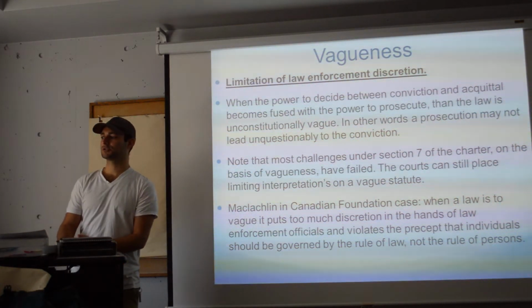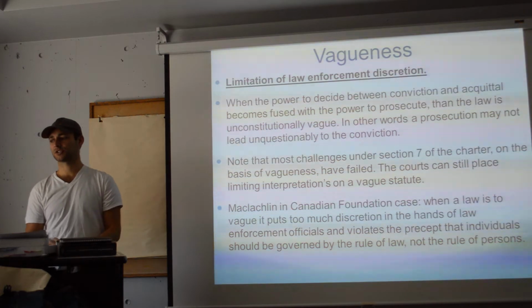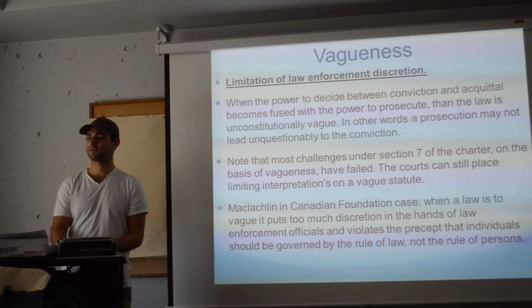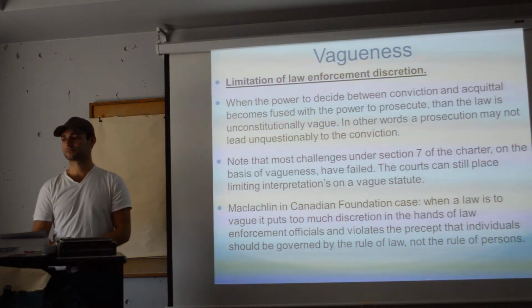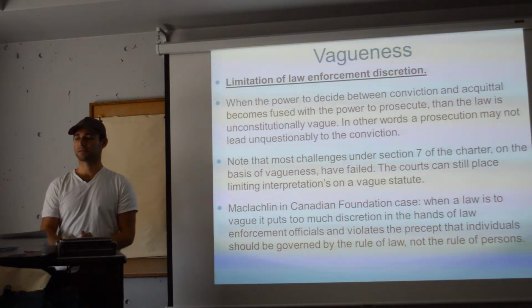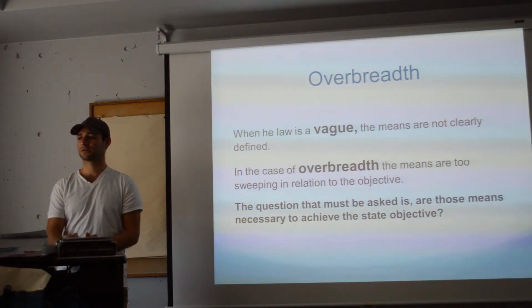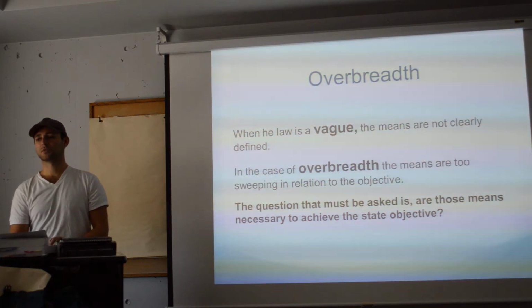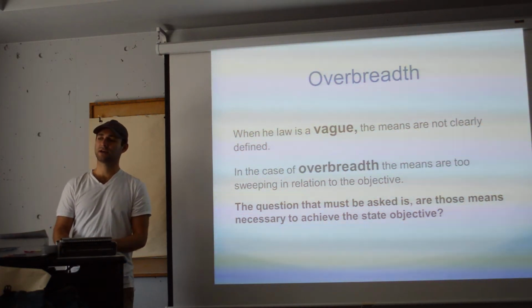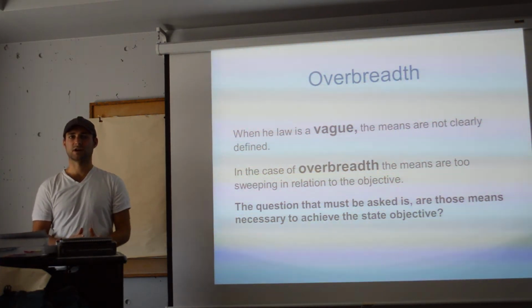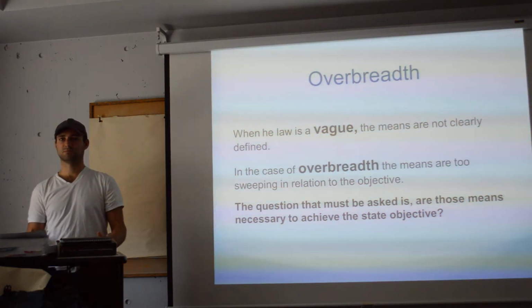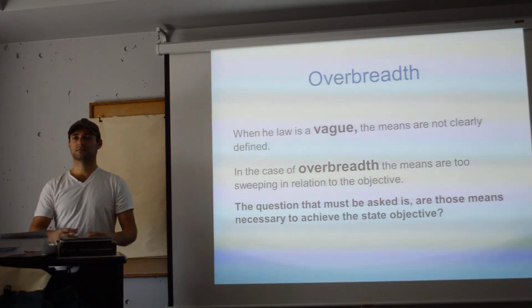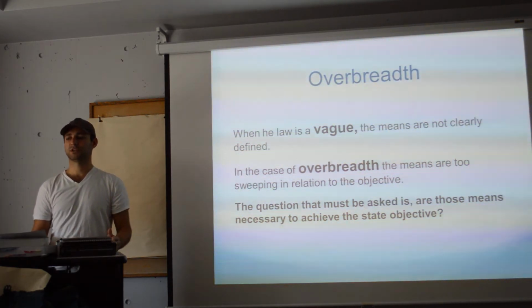It's worth noting that most challenges under Section 7 of the Charter on the basis of vagueness have failed, except Heywood. We'll get to that. Overbreadth. So the law is vague when it's not clearly defined. It's overbroad when it's clearly defined, but the provisions are too sweeping.